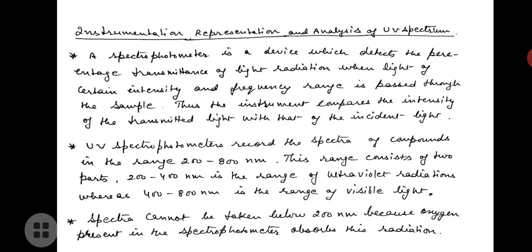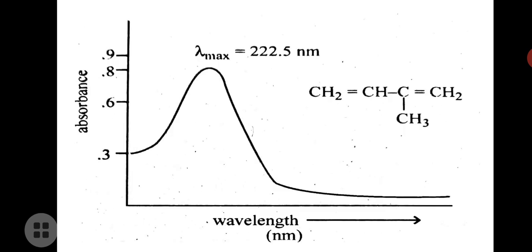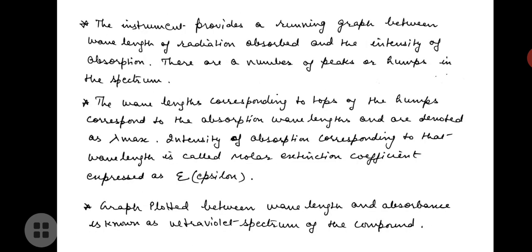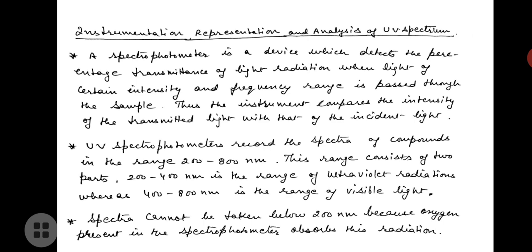Now let us study the instrumentation, representation and analysis of a UV spectrum. So just have a look first at the UV spectrum of isoprene. So this is the UV spectrum of isoprene. We'll be studying it in detail. So just let us begin. A spectrophotometer is a device which detects the percentage transmittance of light radiation when light of a certain intensity and frequency range is passed through the sample. Thus, the instrument compares the intensity of the transmitted light with that of the incident light.